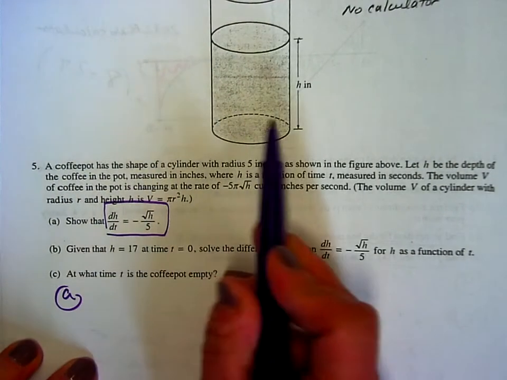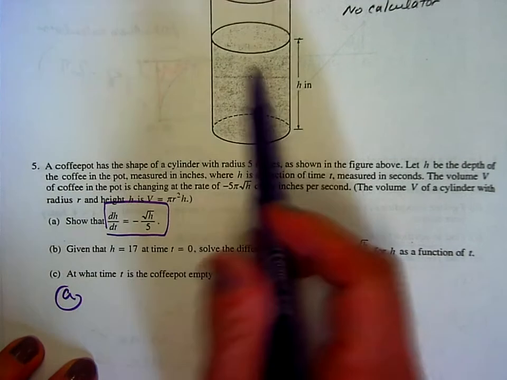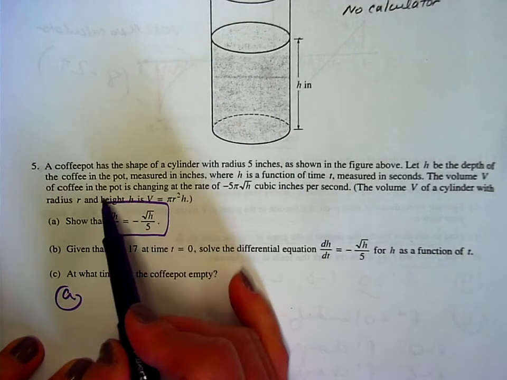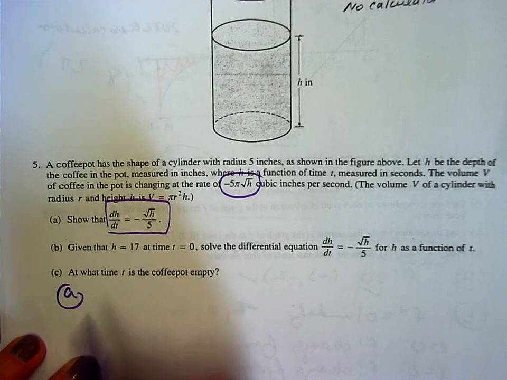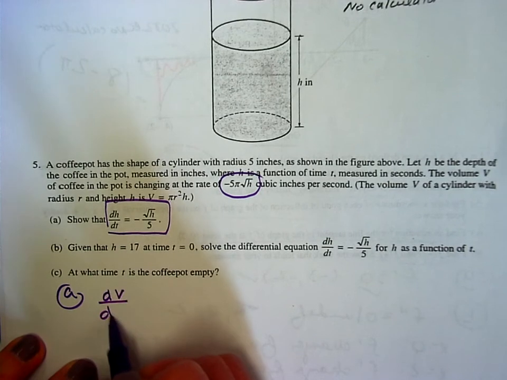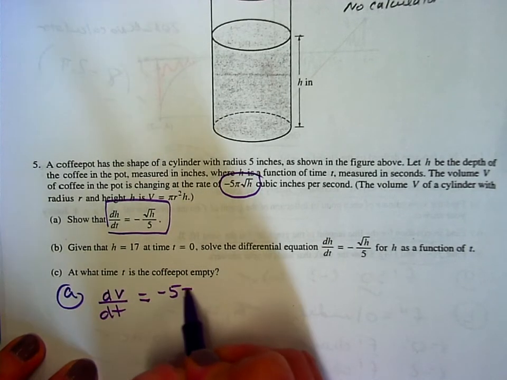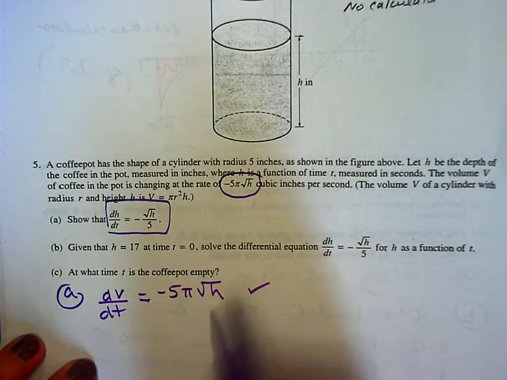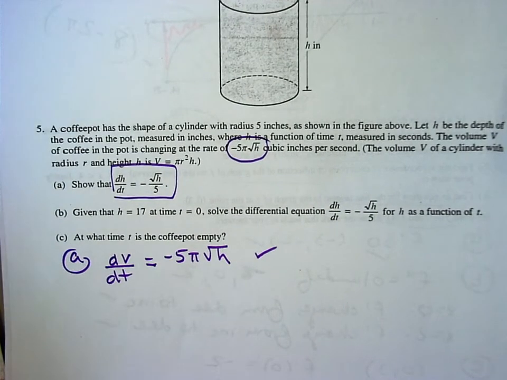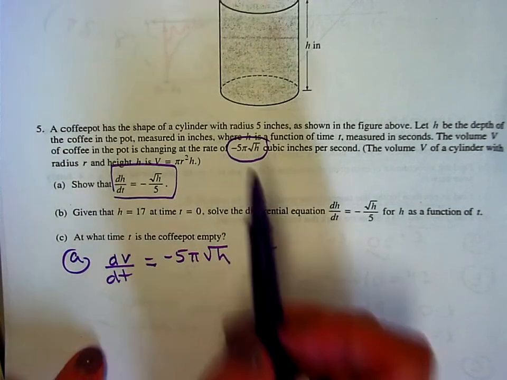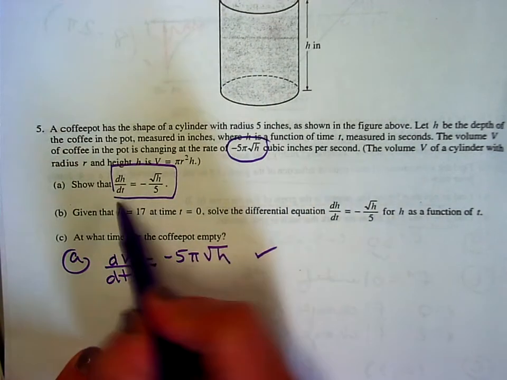This coffee pot always has a radius of 5, h is the depth. Volume is changing at a rate of negative 5 pi square root of h. So they are telling you that dV/dt equals negative 5 pi square root of h. Okay, it is a point for using that piece correctly and using it correctly for dV/dt. So understanding this relationship. Okay, so I need to show that dH/dt is that somehow.